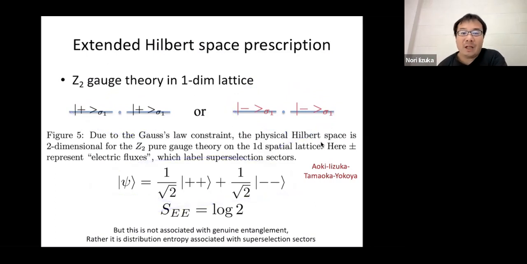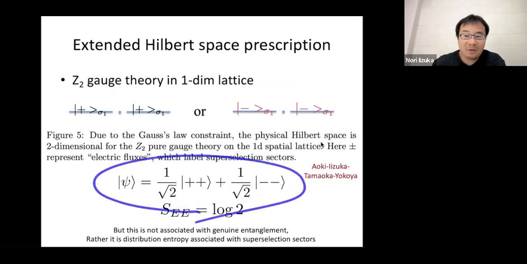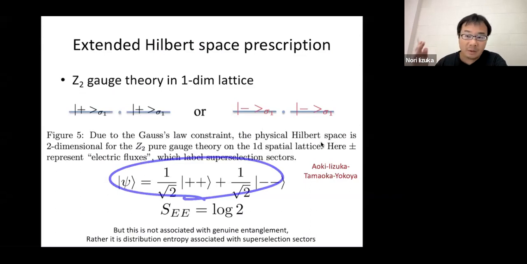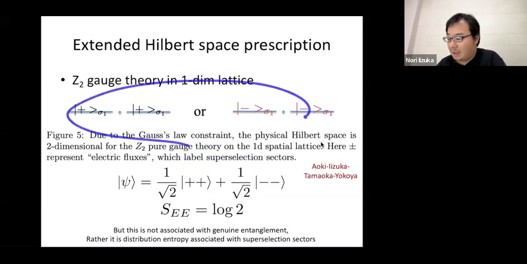Now you may say, well, this looks like an entangled state. So if you naively consider the extended Hilbert space definition, assuming that you extend your Hilbert space such that on the left you have plus, but on the right you can have both plus and minus, which is not physical but you extend it, and you calculate the entanglement entropy in the usual way, this is the same as a spin system, and you obtain log 2, obviously.